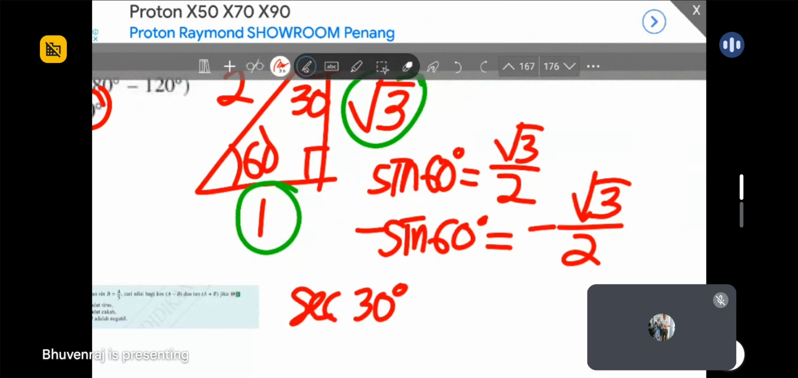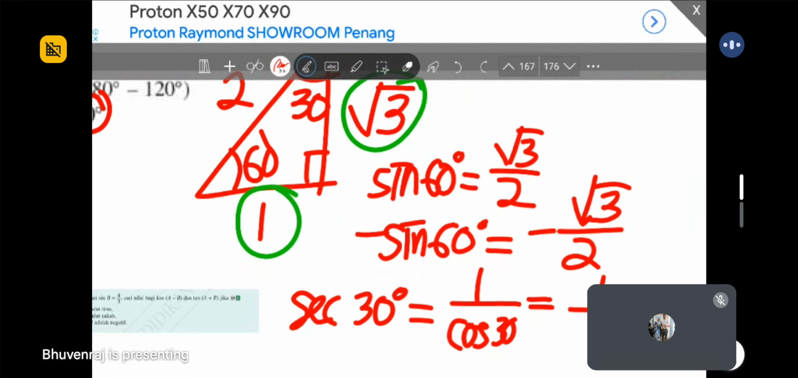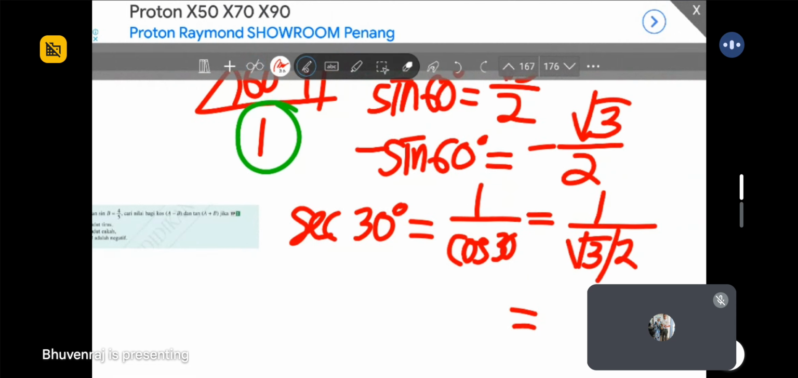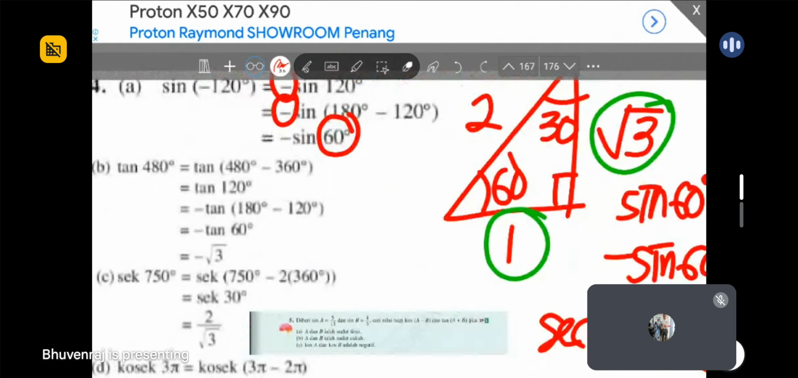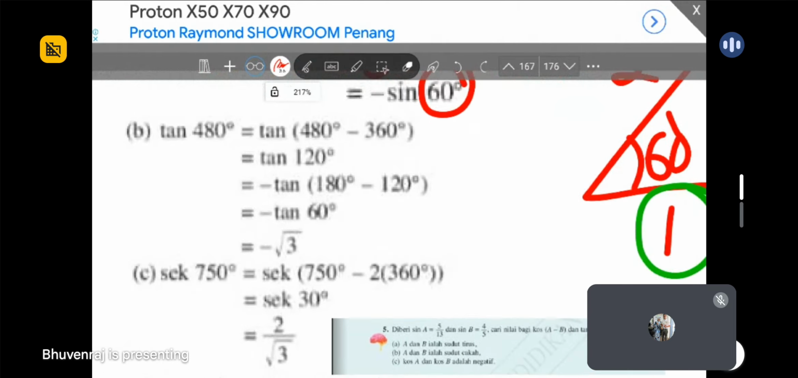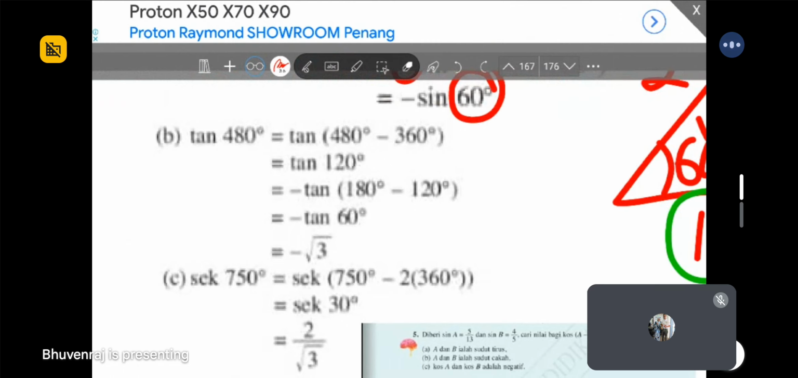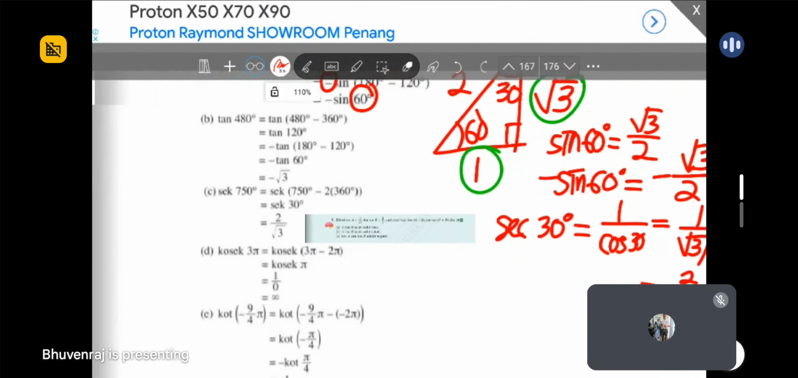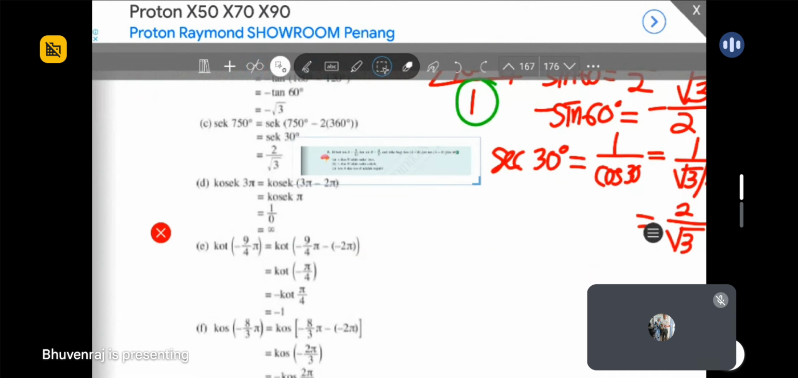Okay, so secant 30, again refer to the triangle. Secant 30 equals 1 over cos 30. Cos 30 is adjacent over hypotenuse, bersebelahan bagi hypotenuse. So adjacent is root 3, hypotenuse 2. So what's the answer? 2 over root 3. Itu saja. You just need to play with the ratio, guys. Main nisbah saja. So your answer should be 2 over root 3. And maths is easy, right, guys? Sangat senang lah. It's very simple. If you understand the concept, it's very fun.